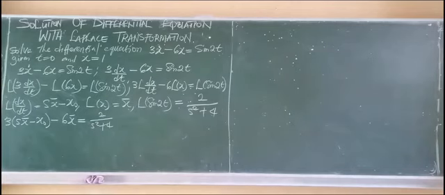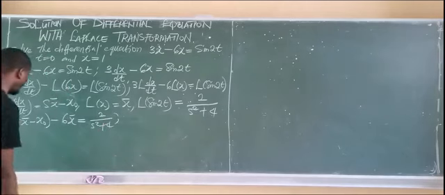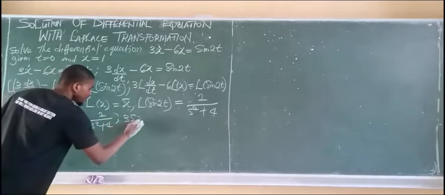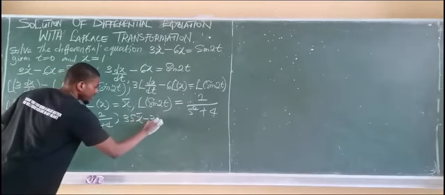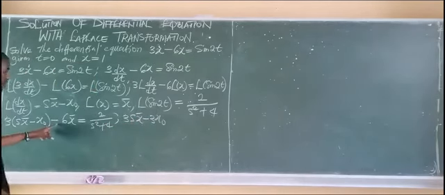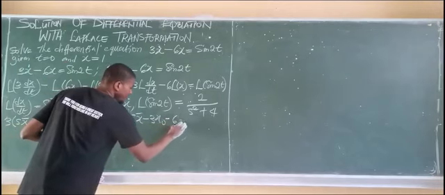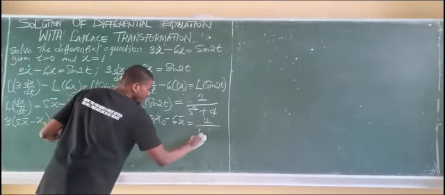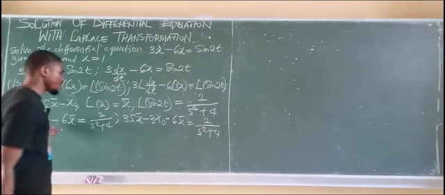All right, so let's expand the bracket. We can continue that here. So 3 times this gives us 3s x bar minus 3 x naught, minus 6 x bar, and that's equal to 2 all over s squared plus 4.